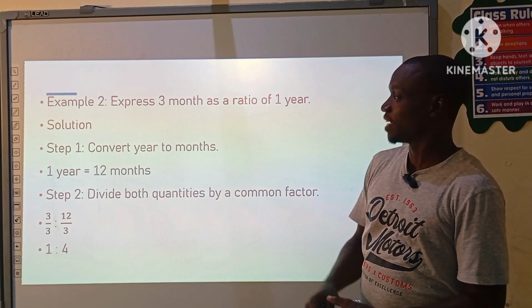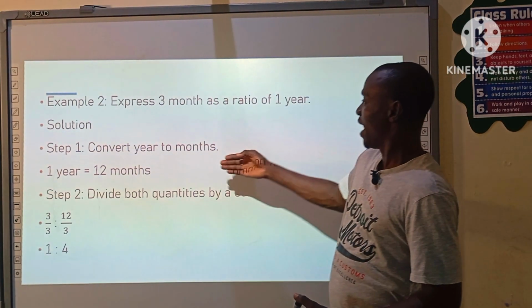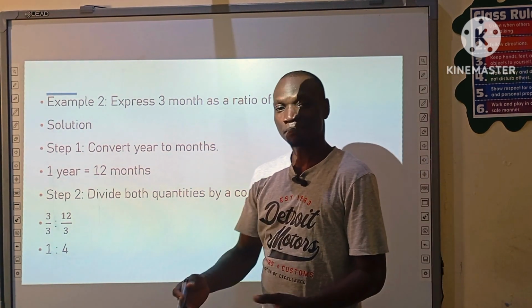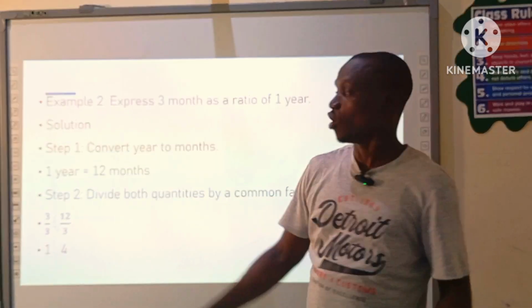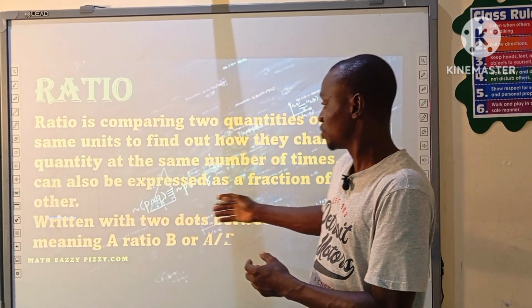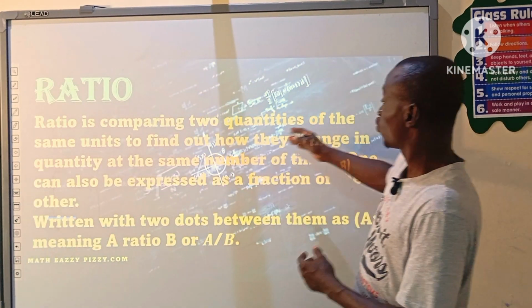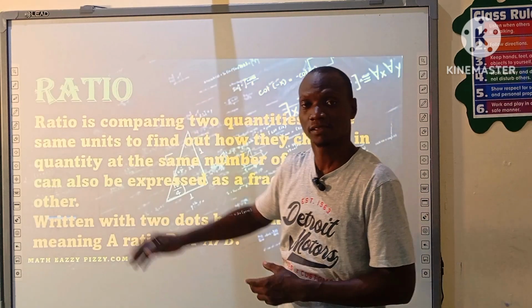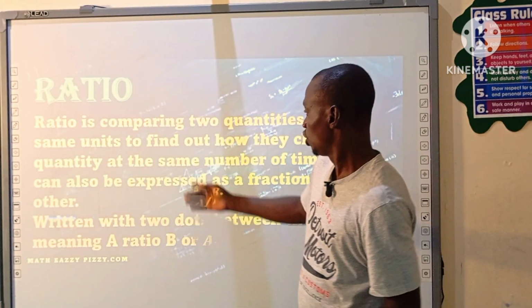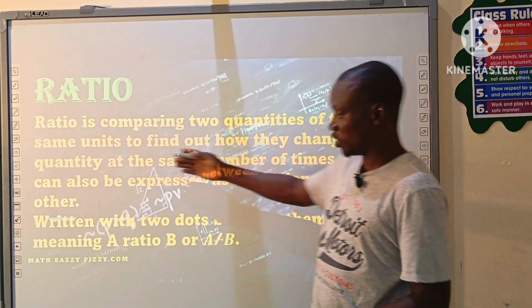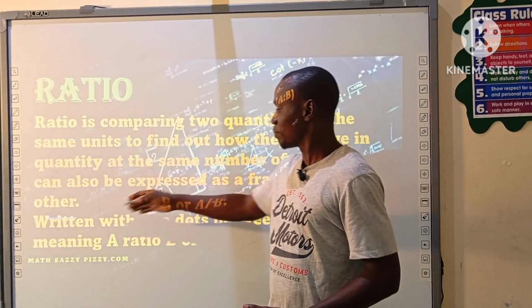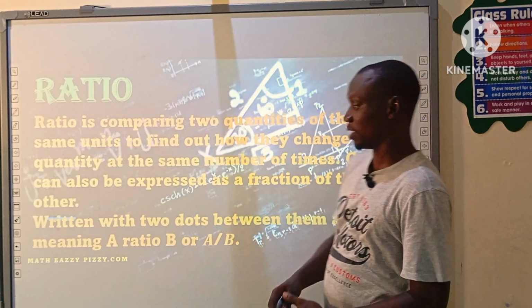This is our second example. Express 3 months as a ratio of 1 year. In our first explanation, we said ratio is comparing two quantities of the same units. So they must first of all be of the same what? Units. To find out how they change in quantity at the same number of times, one can also be expressed as a fraction of the other.